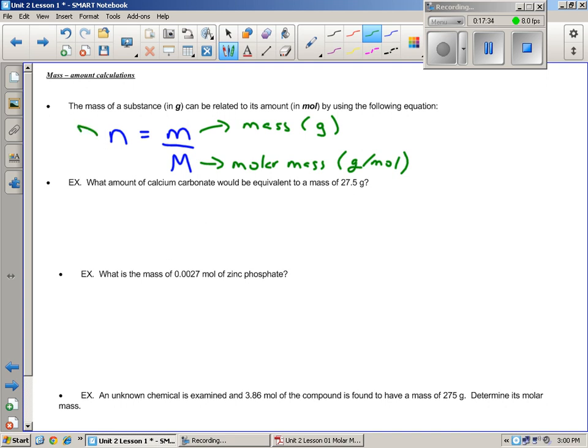Please make sure that when I ask you a question like what is the amount, you know what you're finding. It is obviously the moles. How many moles do you have? What is the amount of this substance, which is another word for saying moles? What is the moles for this substance?